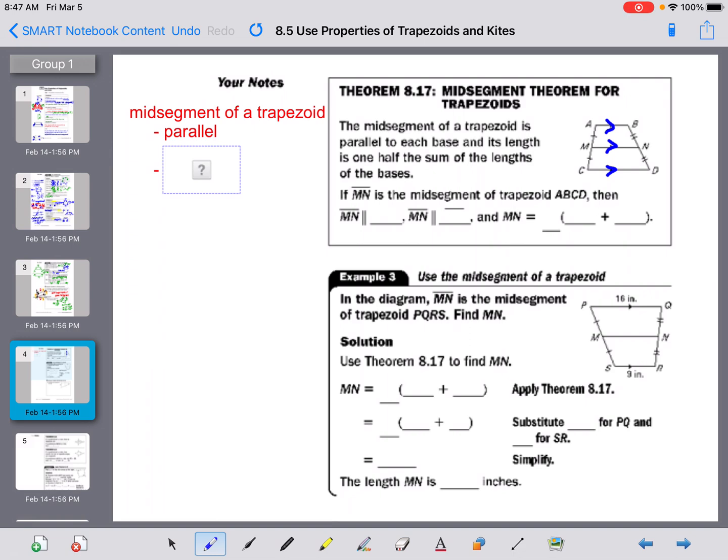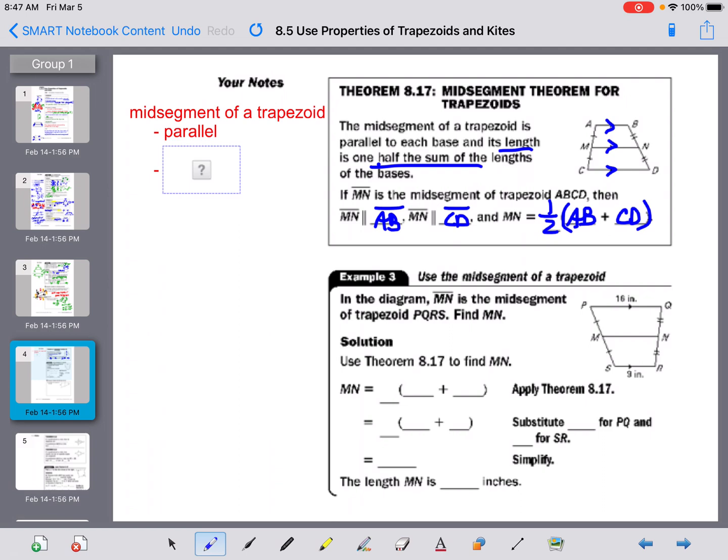So the mid-segment is parallel to each base, and its length is 1/2 of the sum of the bases. So MN here was parallel to AB and parallel to CD, and it's going to be half of its bases, AB plus CD. If you recall from chapter 5, the mid-segment of a triangle was parallel to its opposite side and half the length of its opposite side. Kind of coming back, but we have more things here.